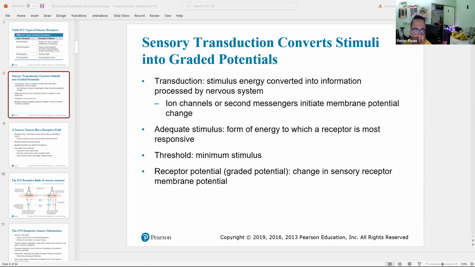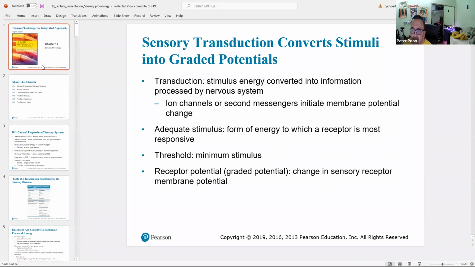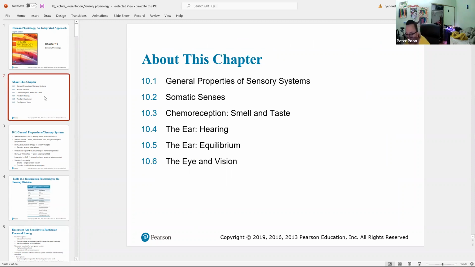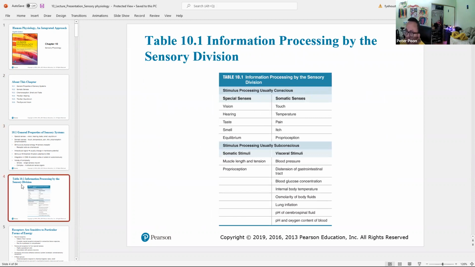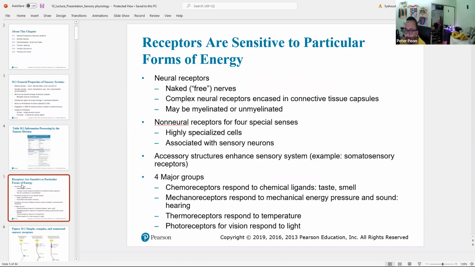So let's talk about chapter 10. This stuff you should already know, like what special senses are, what somatic senses are, what stimulus is, and concepts like threshold, etc. Okay, so let's talk through some of this stuff.